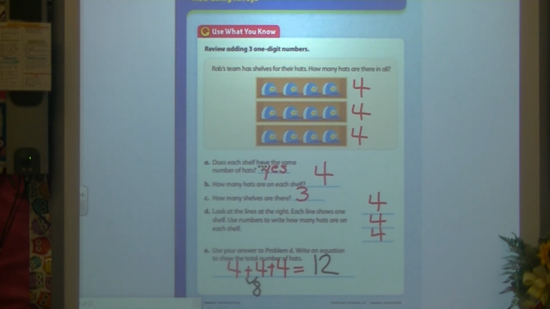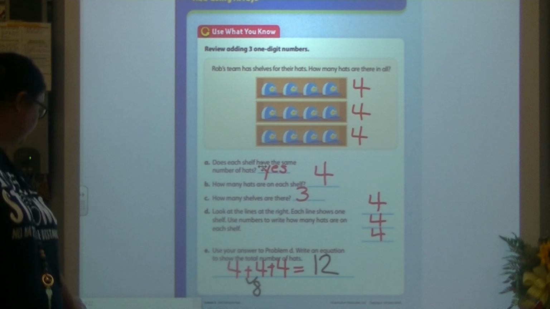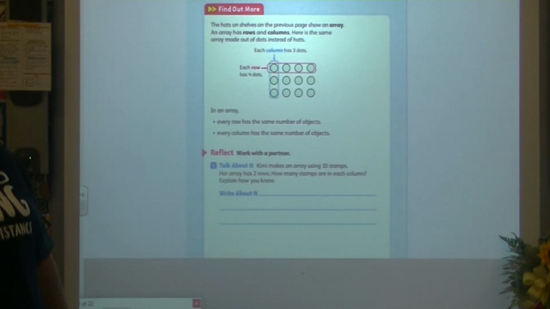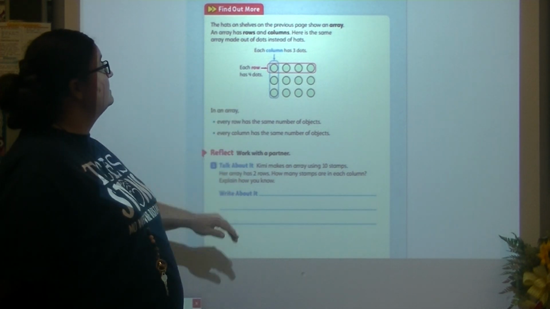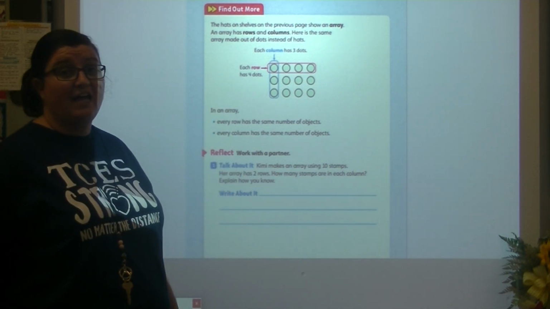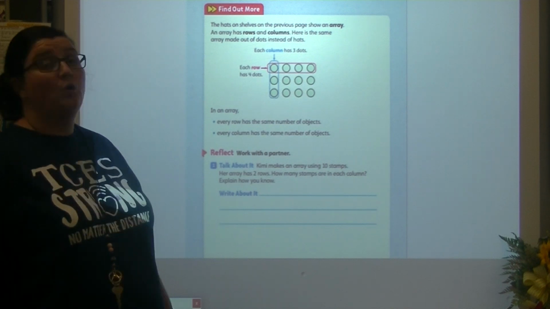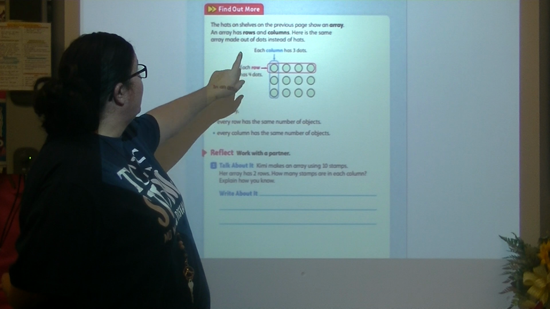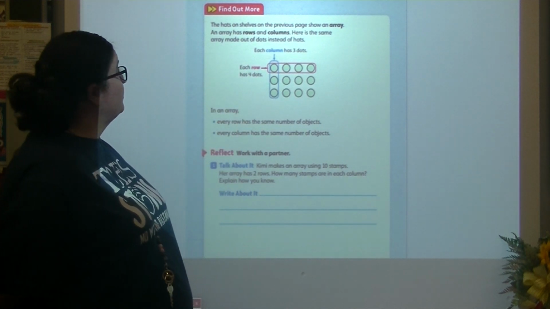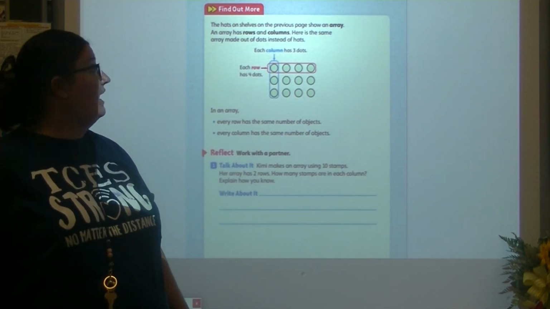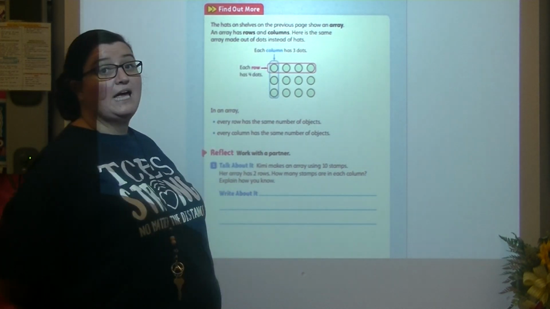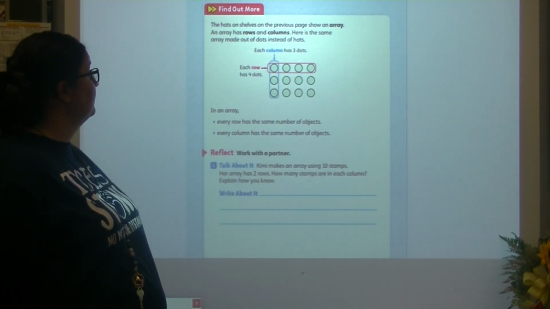All right, let's turn the page. Let's find out what that is called. This is called an array. Say that word. Array. All right, the hats on shelves on the previous page show an array. An array has rows and columns.